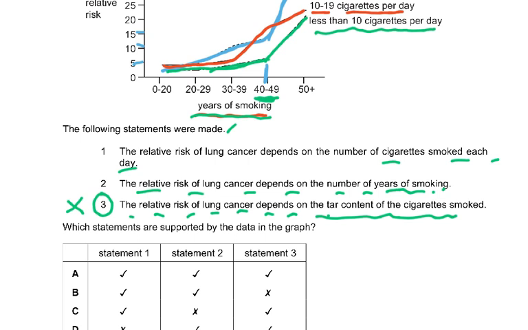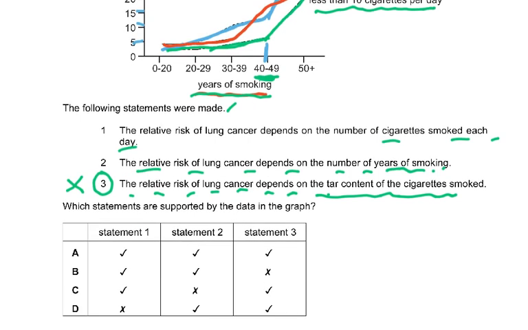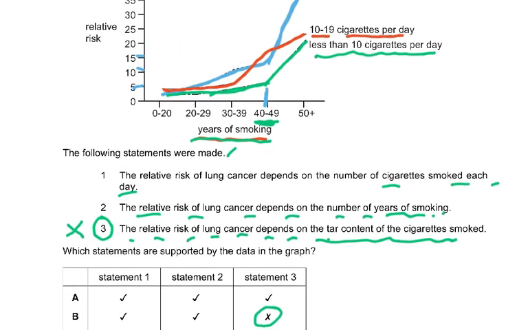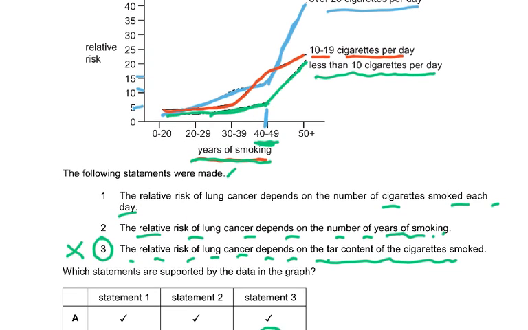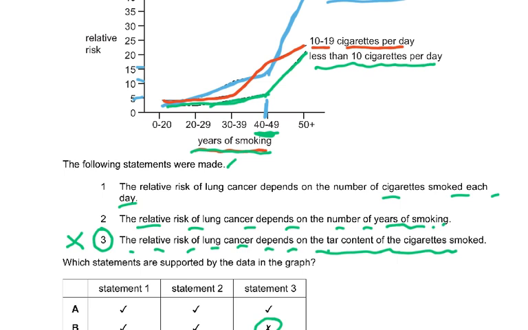Which statements are supported by the data in the graph? Statement 3 is the one which is wrong. Why? Because the graph does not tell you anything about the tar content. There's no such mention of the tar content. What is only mentioned is the relative risk, the number of cigarettes, and the years of smoking. That's all that is given to you.